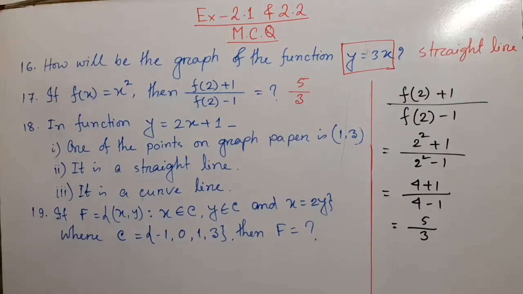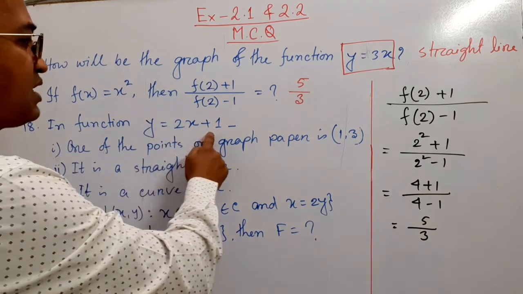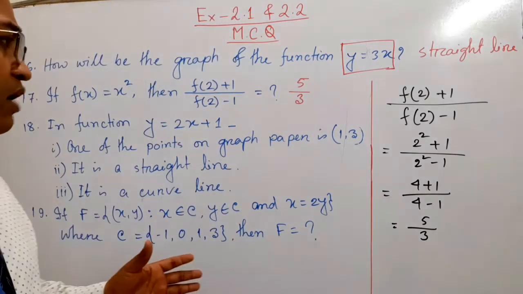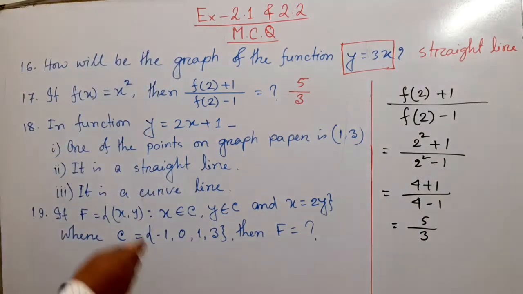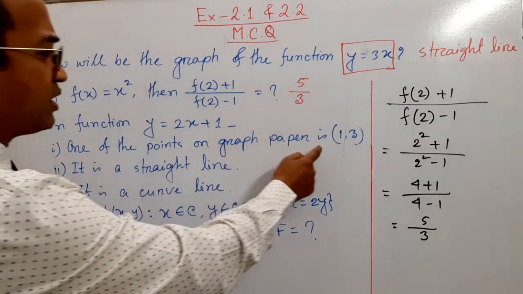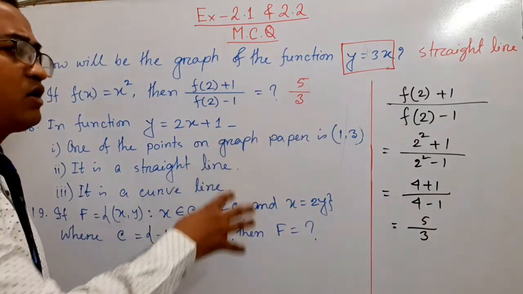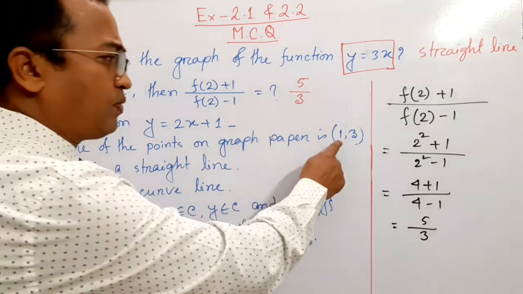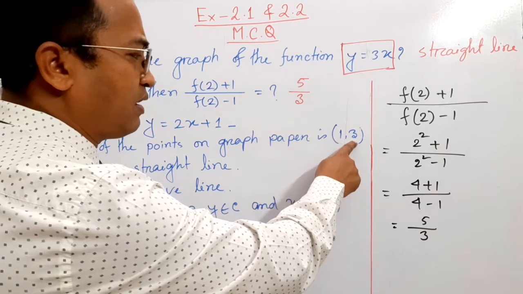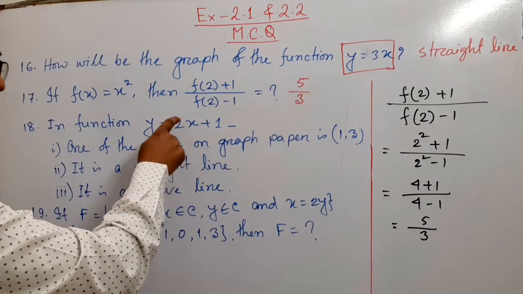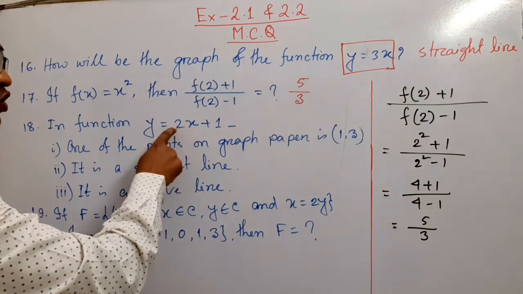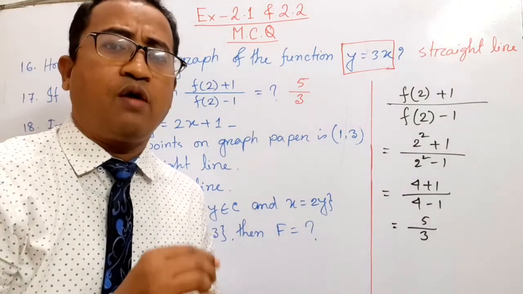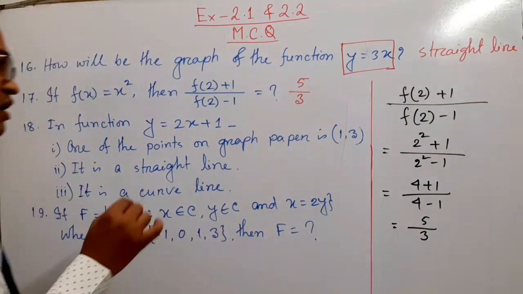Now 18 number question. In the function y equal to 2x plus 1, three pieces of information are given about this question, and we will check which information is correct. One of the points on the graph paper is (1, 3). If you want to find out whether it is a point of this equation, you should put the value of that point. Here the value of x is 1 and the value of y is 3. So check it. If you put x equal to 1, what will be the value of y? It will be 2 times 1 plus 2... that is, 2 plus 1, 3. So this is correct. This is a point of this equation on the graph paper.